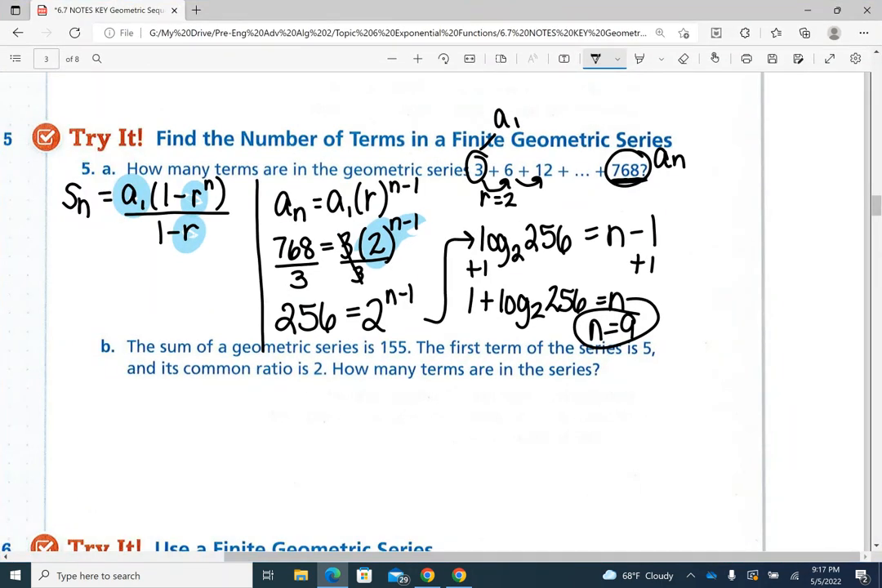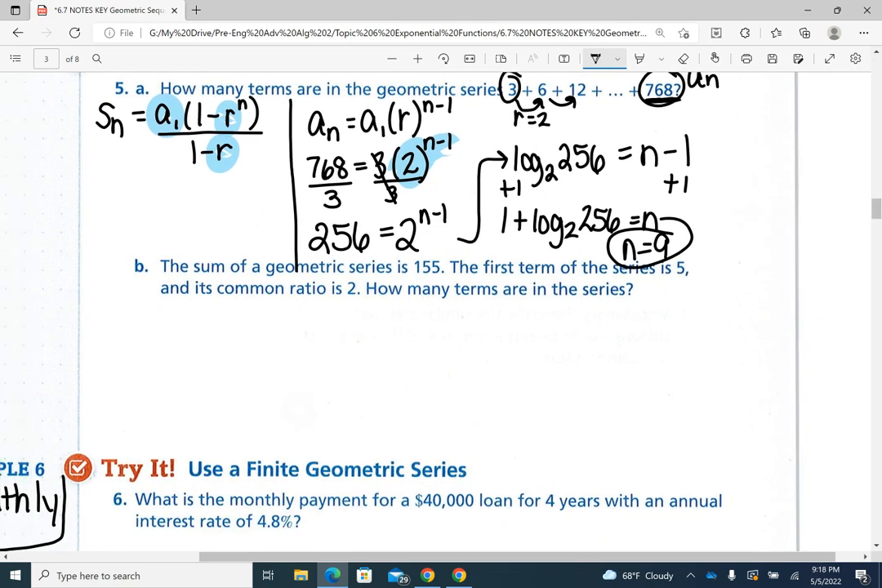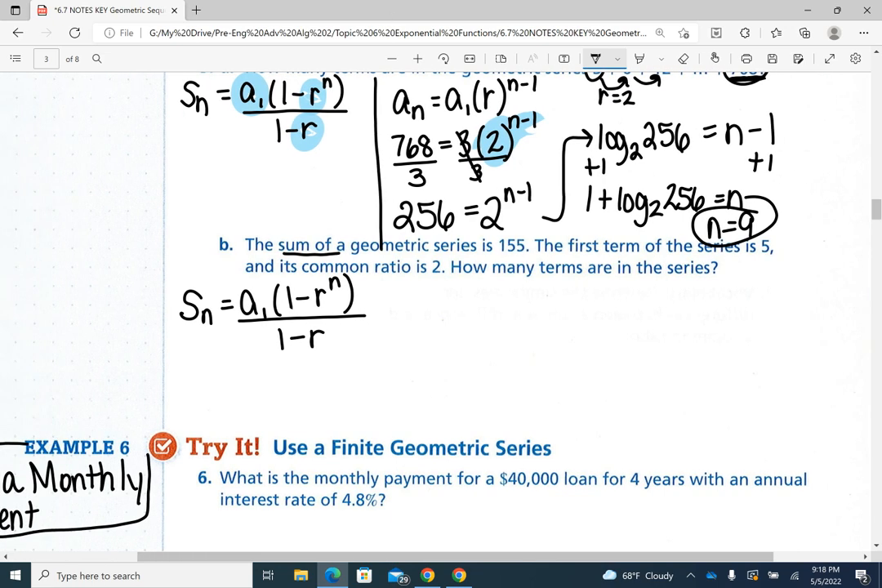Part B gives me the sum. It tells me the first term, and then it tells me the common ratio, and it wants to know how many terms there are in the series. So since this one gives me the sum, then maybe I'm going to try using that sum formula again. S sub n equals a1 times 1 minus r to the n over 1 minus r. Okay, do we know a sub 1, the first term is 5? Yes, I do. It also tells me the sum is 155.